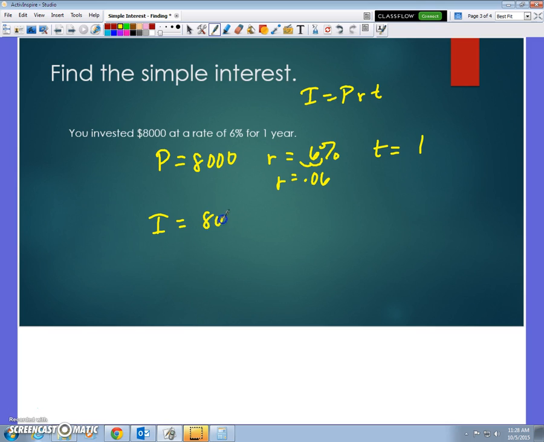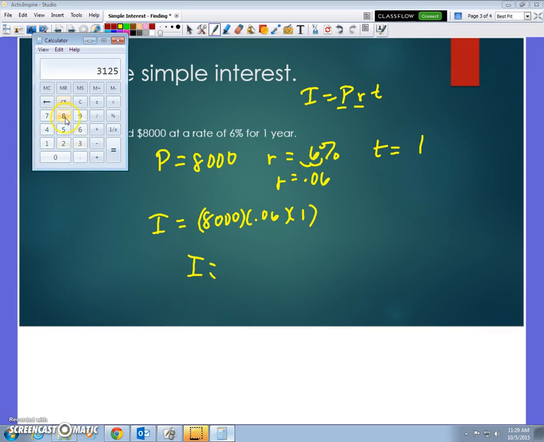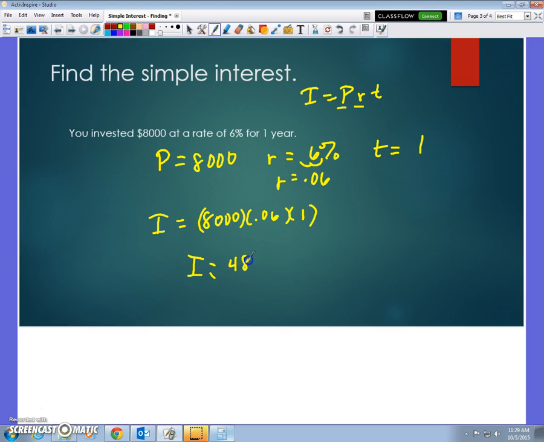So what we're looking for is the interest that we're going to make. So we're going to say 8,000 times the 0.06 times 1. And then it's just a matter of finding what that number is. Let's see here, calculator, 8,000 times 0.06 times 1. 480 bucks. Now that's a lot different than the last one we just did. That's how much money in interest they're going to make.